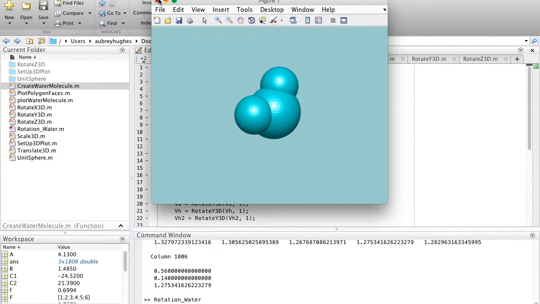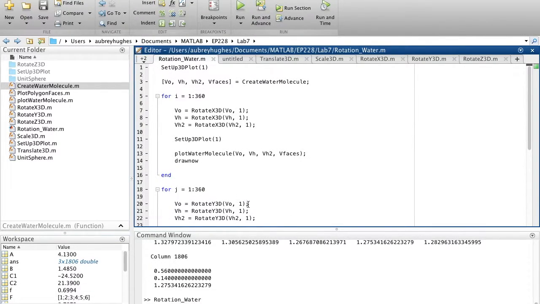So there you go. That's assignment 7, essentially. It's not too complicated once you wrap your head around the vertice and face matrices. The rest should follow pretty quickly.